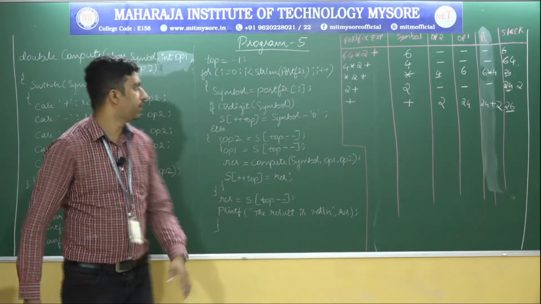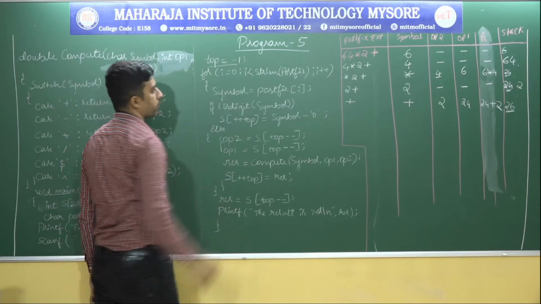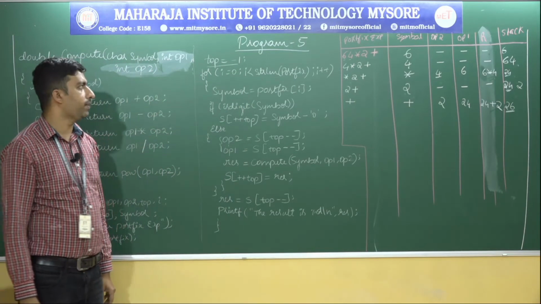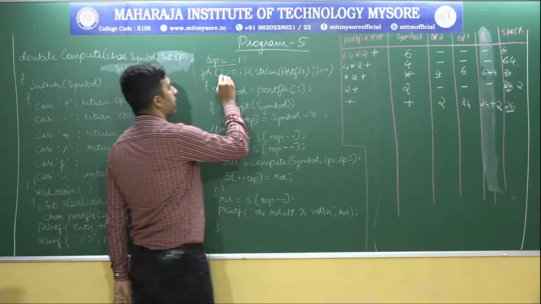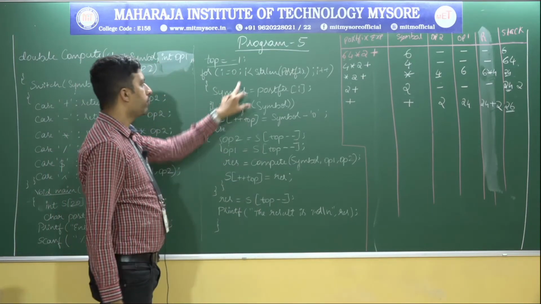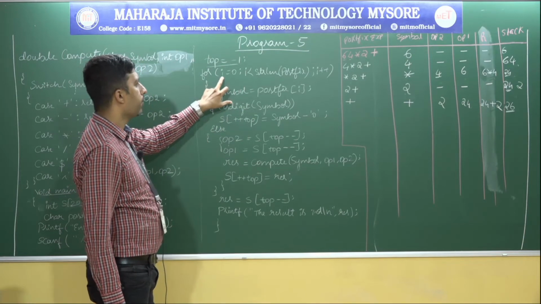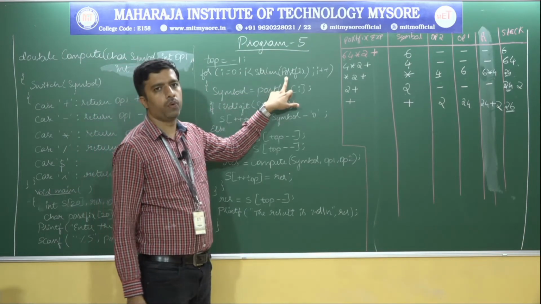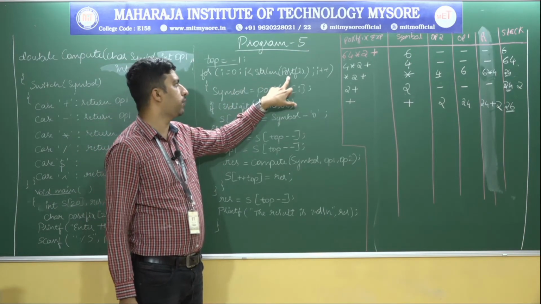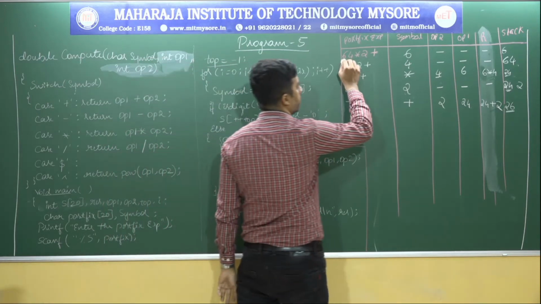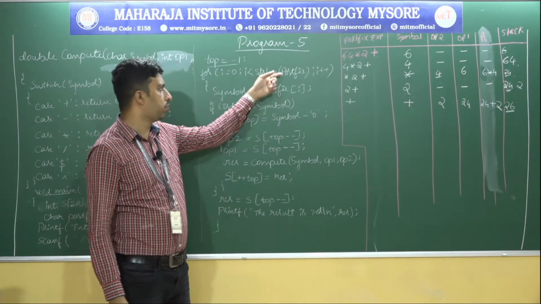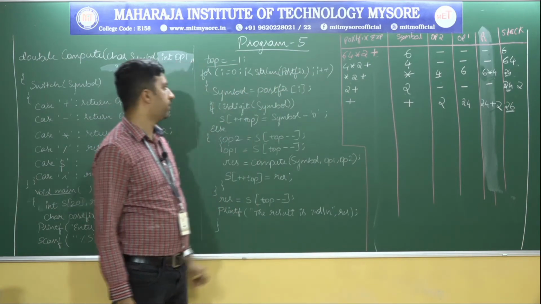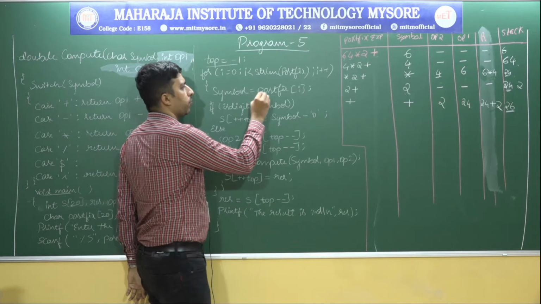Okay, how does it work? Let's see. Initially, top is -1. I have a looping variable. From where to where am I supposed to run? From i equal to 0 to the length of the postfix, till the last character of that string. I need to do the operation. What operations? The symbol is postfix of i.